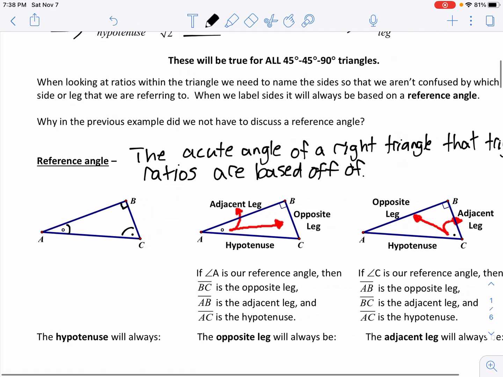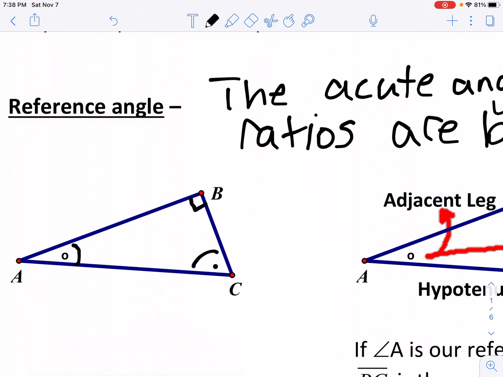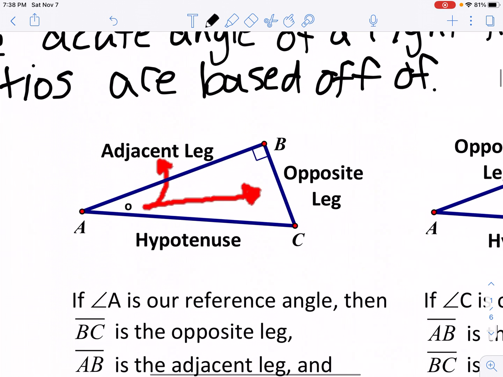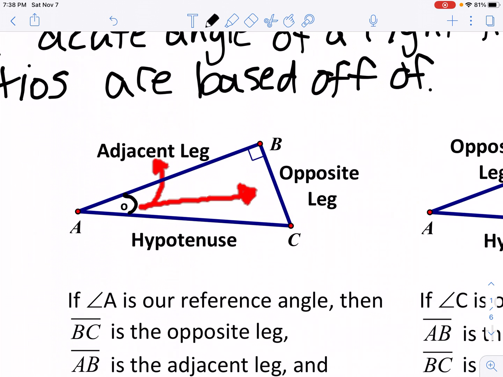Okay, so when we're talking about the reference angle, like in our example here with the right triangle, there are two different angles here, this one and this one, that could both be a reference angle depending on what we're talking about. And that's what they're saying here. If this one is our reference angle, then we can define what the sides would be based on that reference angle. So all of this is based on what we call the reference angle.